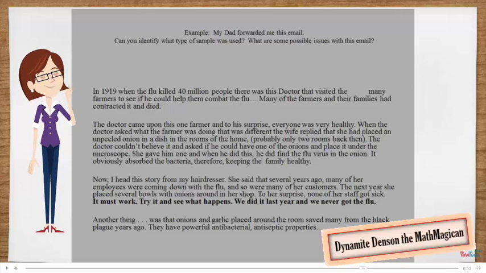So coming back to my question to you, can you identify which sampling technique was used? In this case, it would be a convenience sample. I have placed in bold issues with this method of data collection. Right here: it must work. Try it and see what happens. We did last year and we never got the flu.